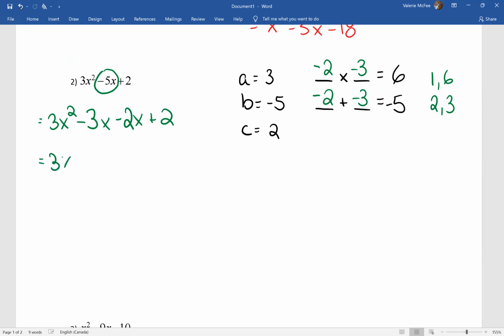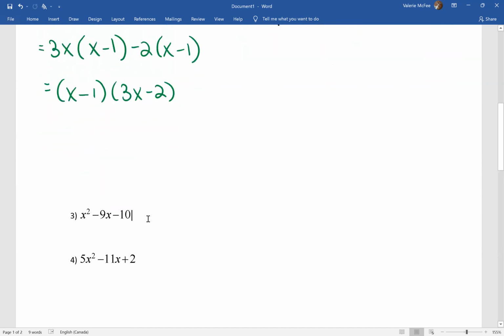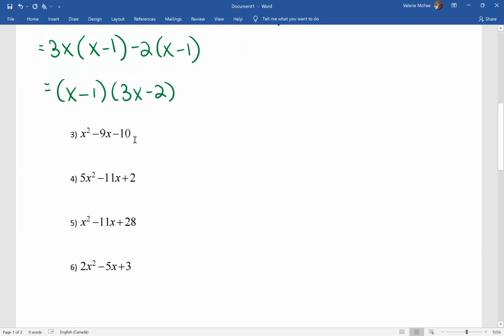It's going to work out either way. Factor by grouping, 3x is common. -2 is common. So we have x minus 1 times 3x minus 2. Again, if you want to check, pause the video and multiply those binomials. I think you should try the next one on your own. So pause the video here, see if you can do it.